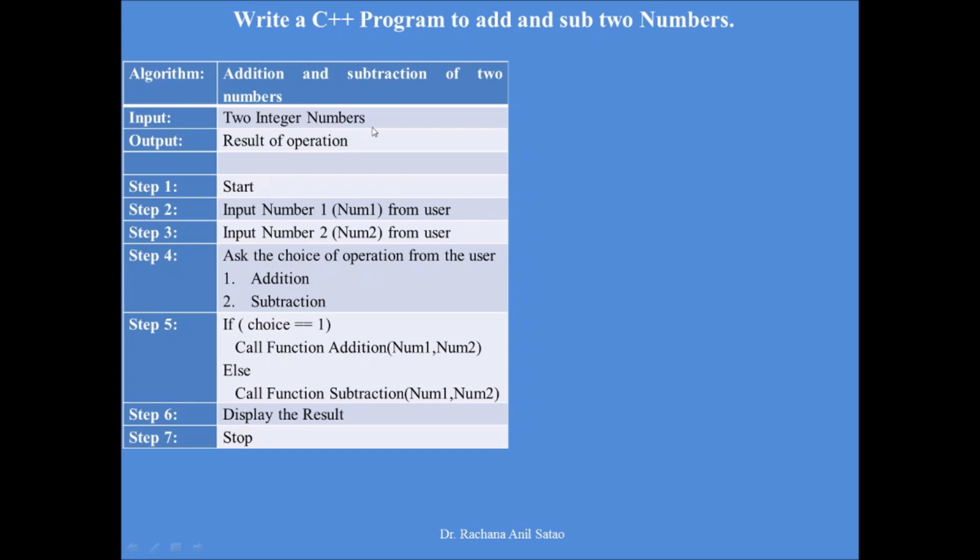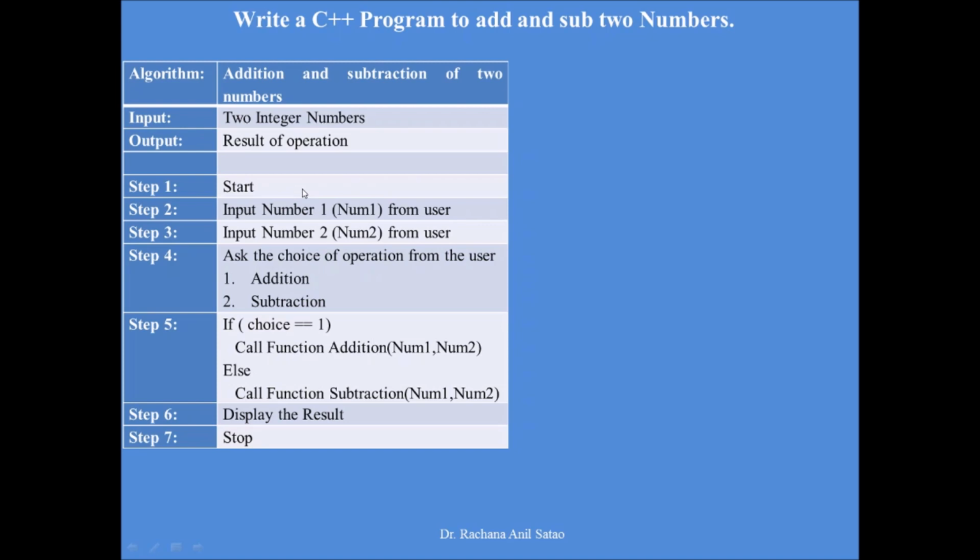What input am I giving? Two integer numbers. You can mention here number 1 and number 2. These are the variable names you will be using in the program. Output will be the display of the result on the screen. The output is the result of the operation performed, because we are not sure whether it is addition or subtraction, so it is the result of the operation. Now you should write step 1 to step 10 in tabular format.